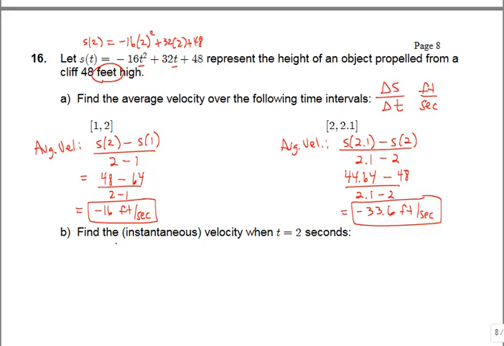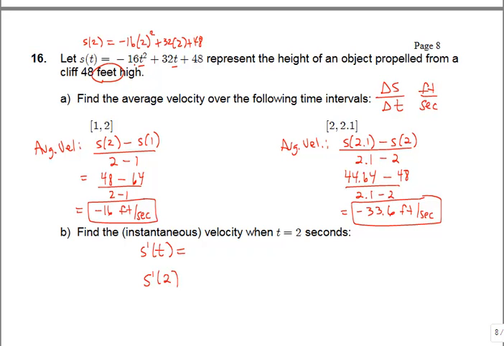Now let's find the instantaneous velocity when t equals 2 seconds. And they may not say that word instantaneous. If they just said find the velocity when t is 2, that implies instantaneous, which implies use a derivative. So this is really asking for s prime of 2. And in order to know that, we need to know s prime of t first.